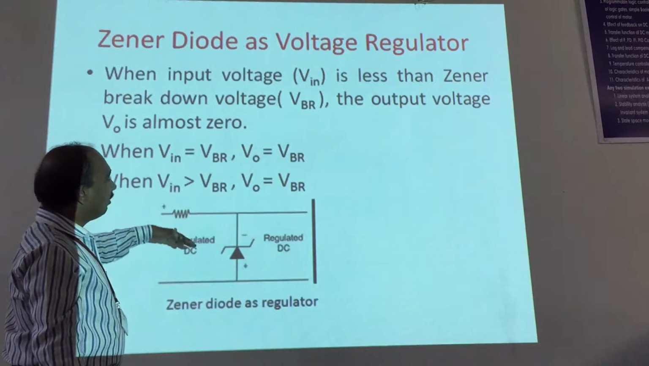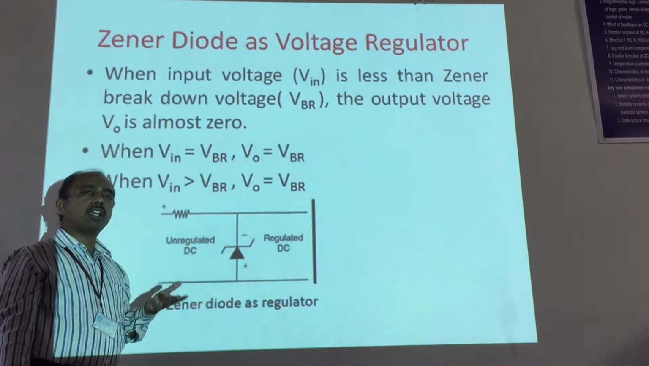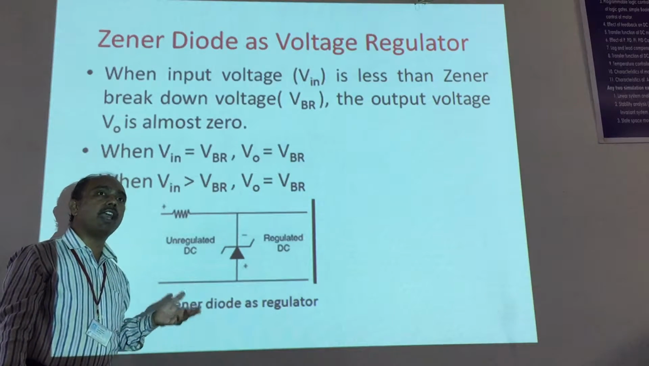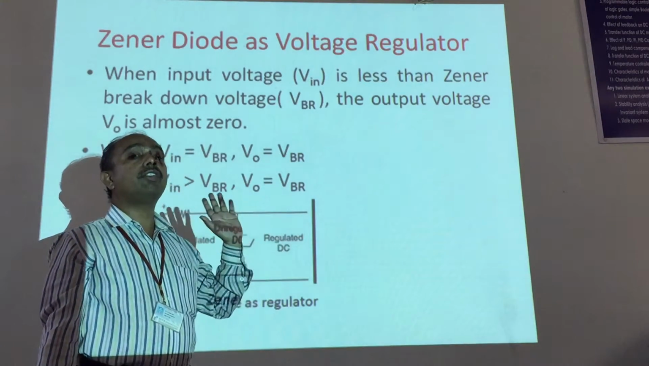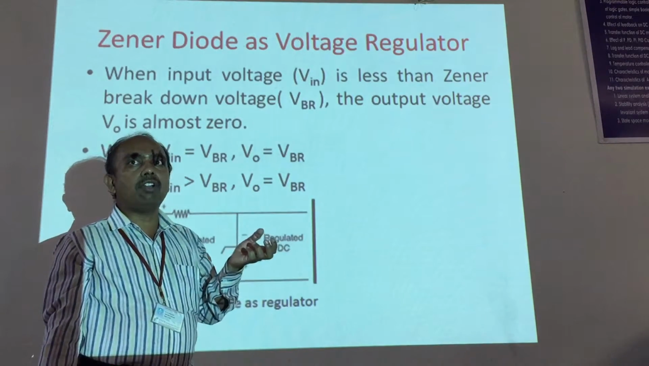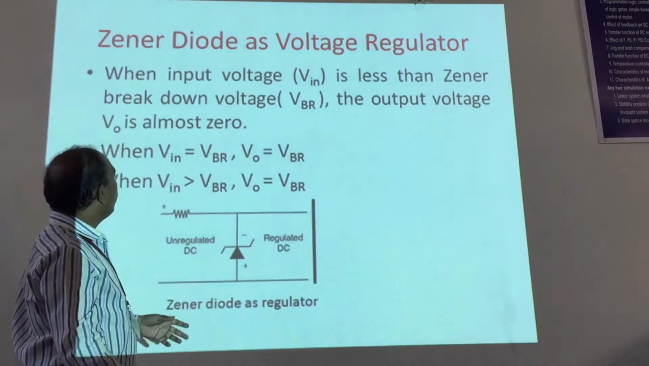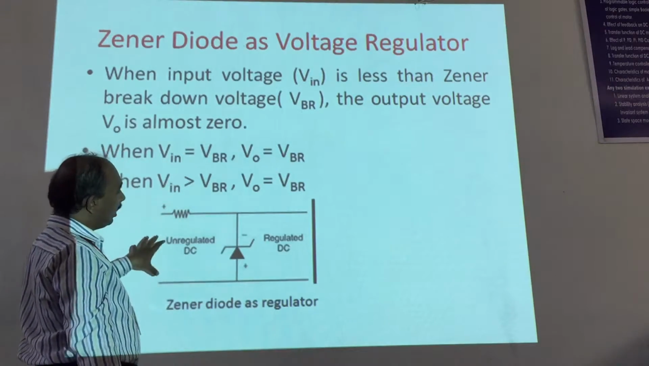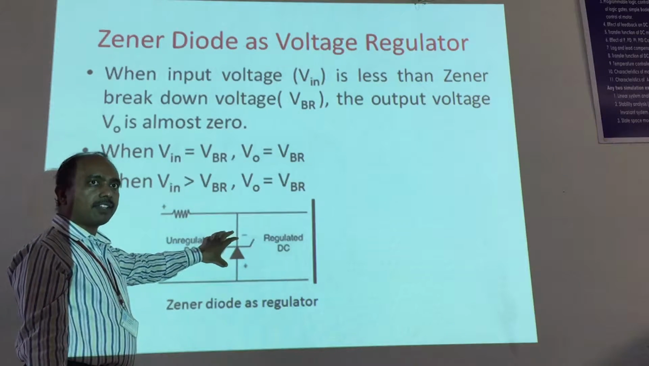Now, the same thing I have mentioned here, and here I am going to talk about the application of zener diode as a regulator. So zener diode can be used as a voltage regulator. To control the voltage, zener diode is used. Let us see the circuit of zener diode. Zener diode is connected in reverse bias here.